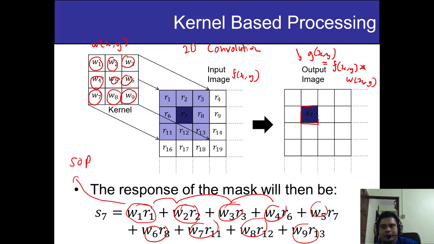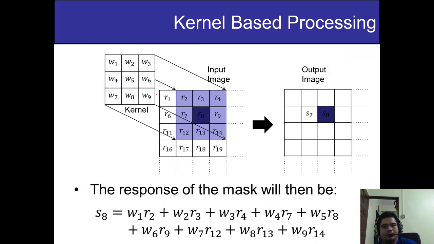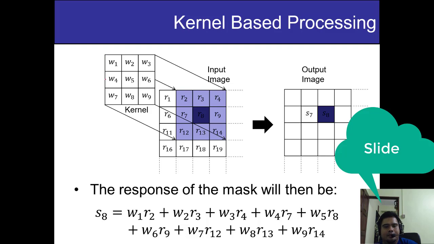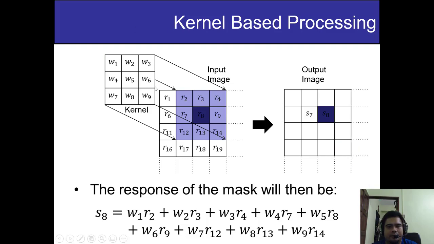Then you may continue with another point to obtain S8. You must slide this window into this area. Anything that overlaps, you continue doing the same thing. You multiply to get the product, and you sum up together to get the S8. Then you may continue to the next process where you want to get the S12. Of course, to get S12, you must overlap this window with this region.